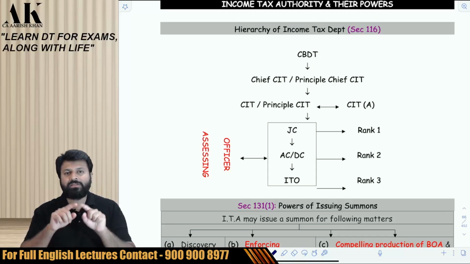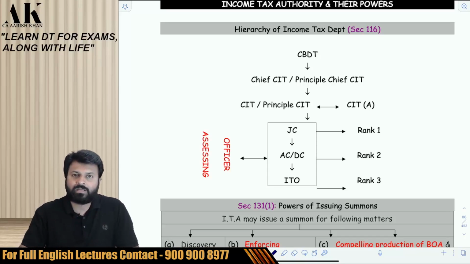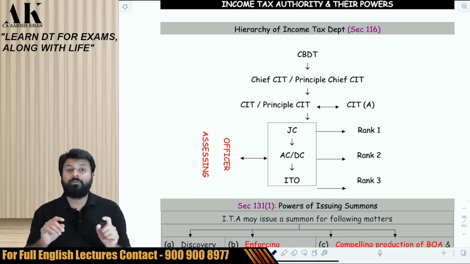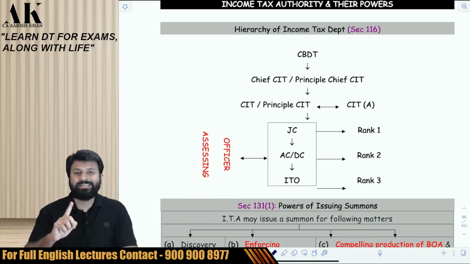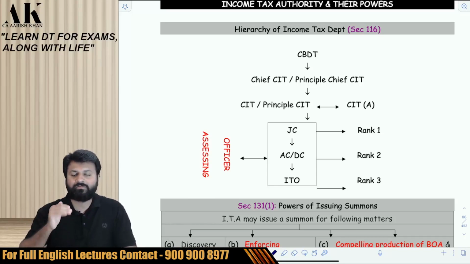Now, the authorities mentioned in the box will be considered as what? Assessing officers under the income tax law. Whatever assessments are done under income tax law are done by these authorities, out of which JC is rank 1 assessing officer and rest of them are rank 2 and rank 3 assessing officer. Okay, so this is what income tax authority is all about.